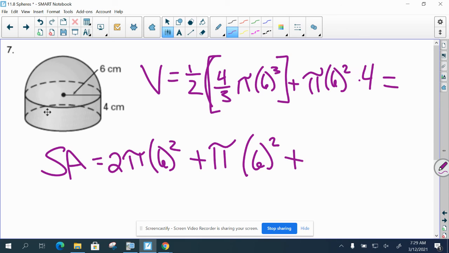And then you're going to add the lateral area, which you get by taking the circumference and multiplying it by the height. So the circumference would be 2 pi r, so 2 pi times 6, times the height, which is 4. Okay, so type that all in your calculator and you get the answer.